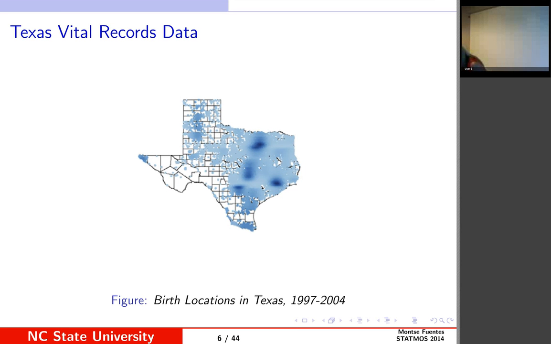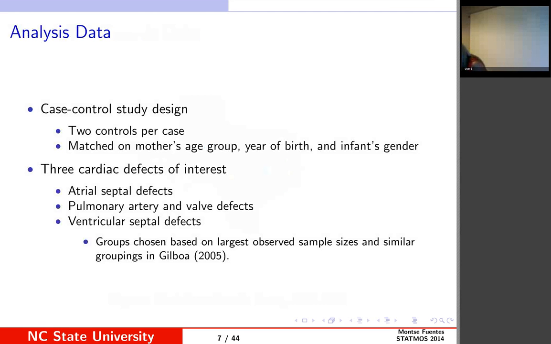And you can clearly see the areas that are more populated. So this is going to be a case control study. We have two controls per case, and the matching has been done based on the mother's age, year of birth, and the infant's gender. The birth defects we are focusing on here are all heart related, and they are the three main ones: the atrial, pulmonary, and ventricular.